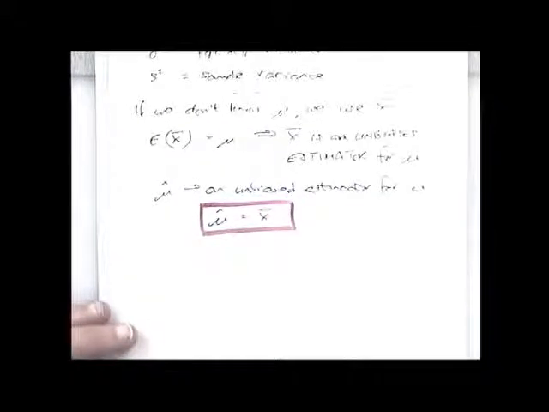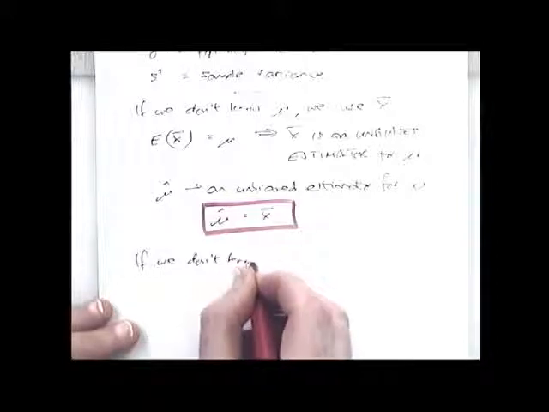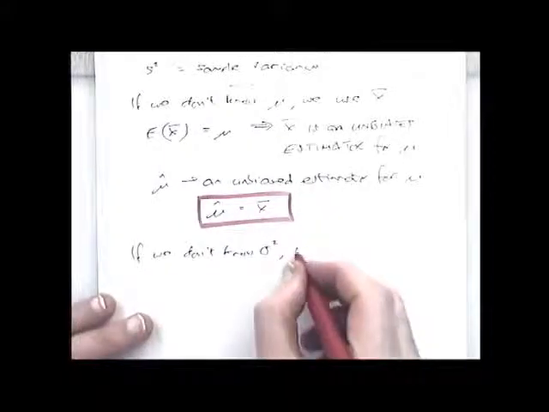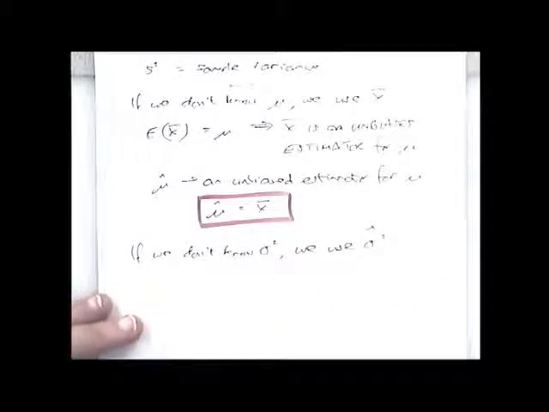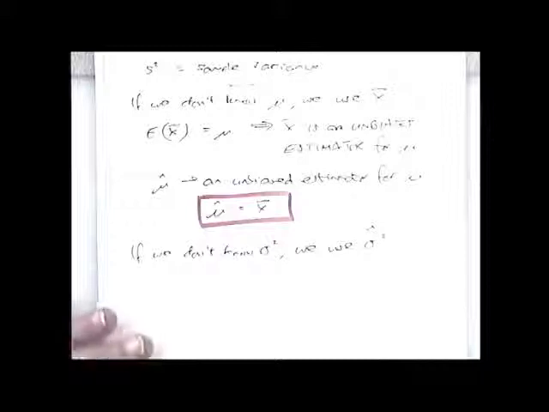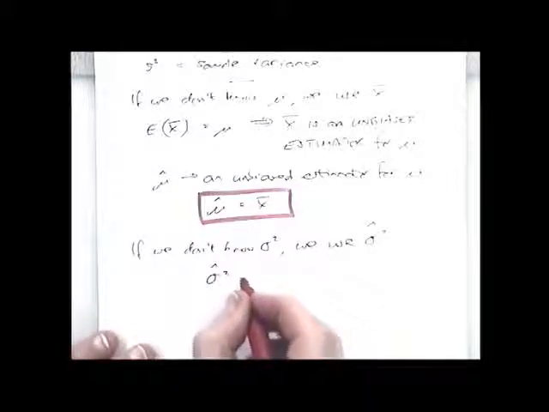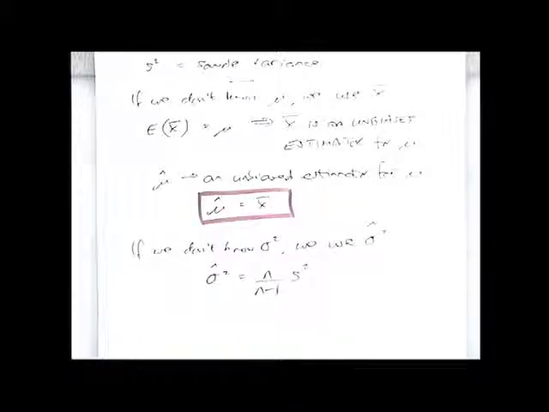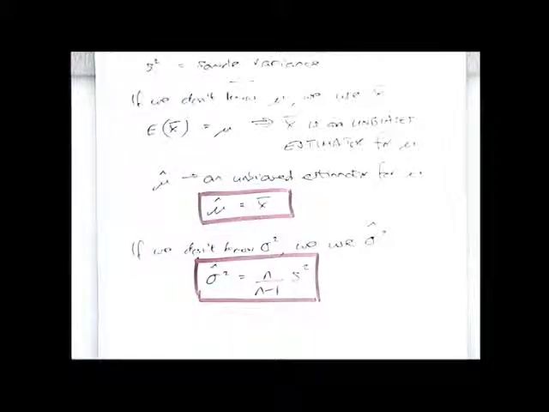So what we need to know now is, if we don't know sigma squared, what do we do? Well, we have to use our unbiased estimator for sigma squared, so I'm going to write it first of all as sigma squared with a hat over it. The unbiased estimator is n over n minus 1 times s squared. So it's almost the sample variance, but there's this fiddle factor of n over n minus 1 in there as well.